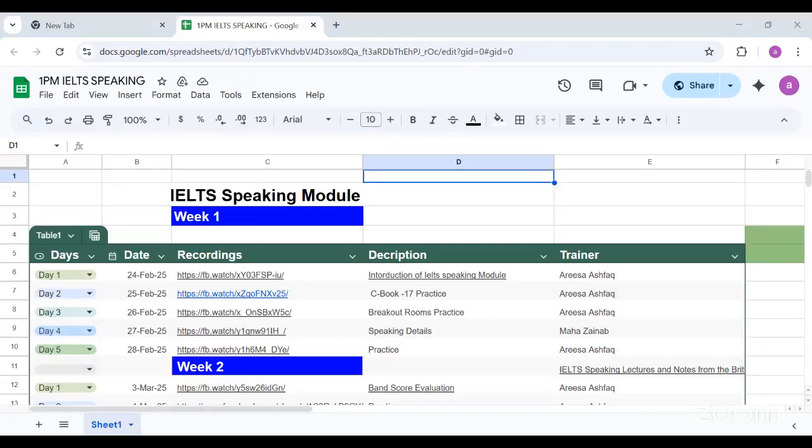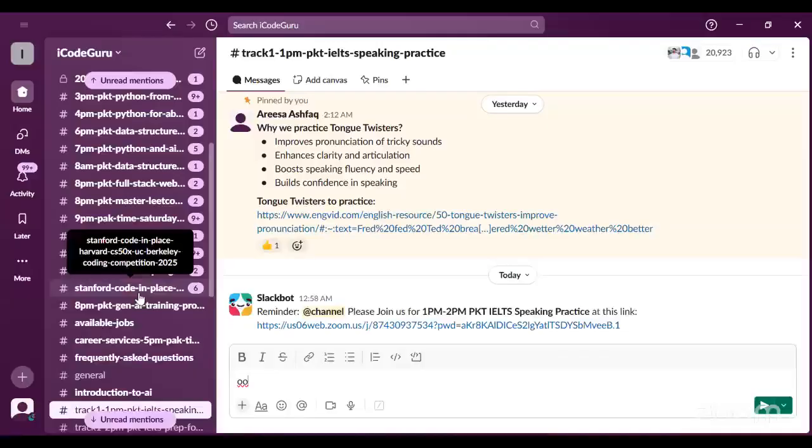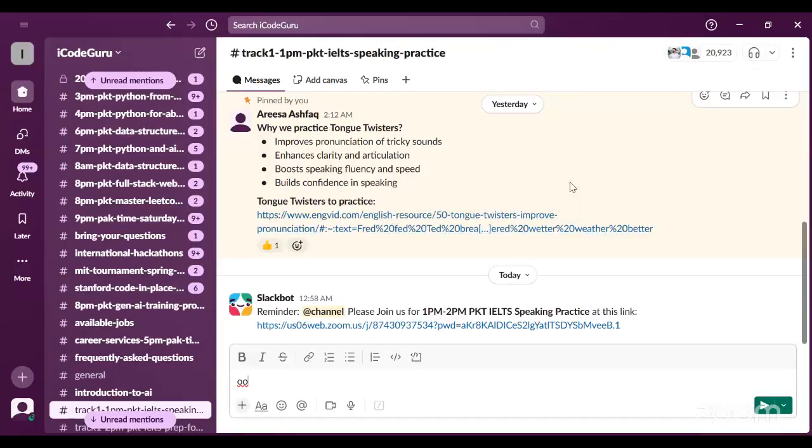Let me share another screen. Can you see this Slack screen now?